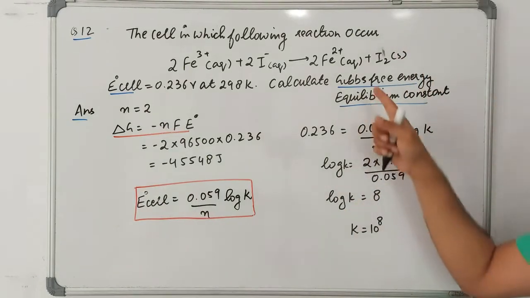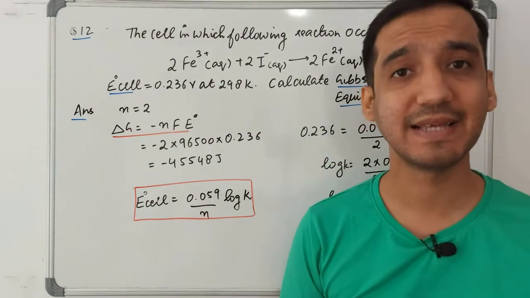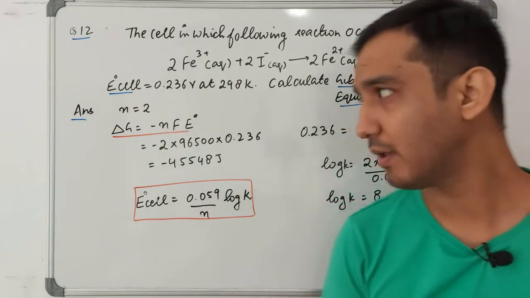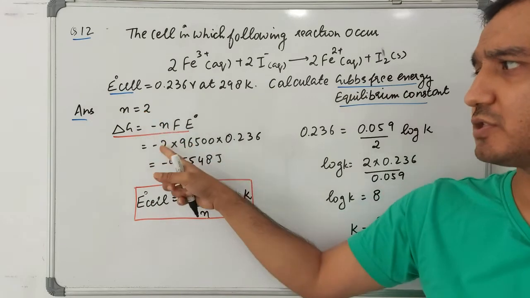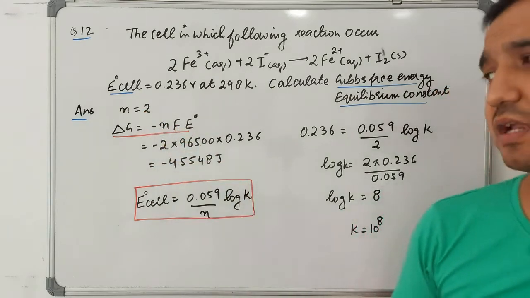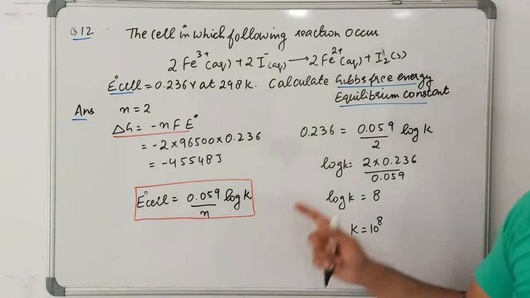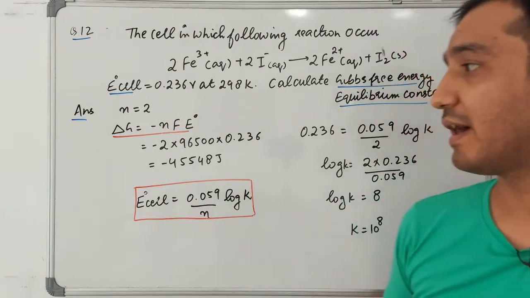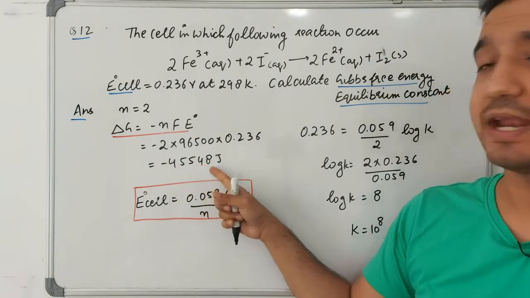Next, you will write the Gibbs free energy formula. So delta G is equal to minus n F E naught. The n value we have calculated is 2. F is called the Faraday constant, which is equal to 96500, and E naught is already given. After using this formula, you get the value of delta G, the Gibbs free energy, as minus 45548 joules.